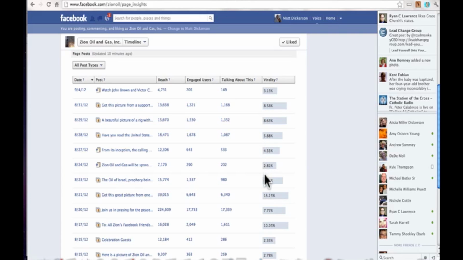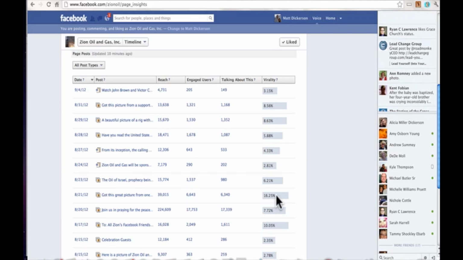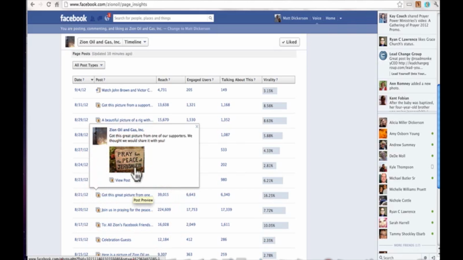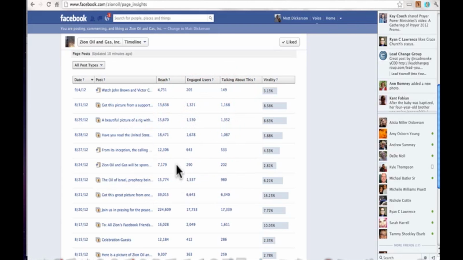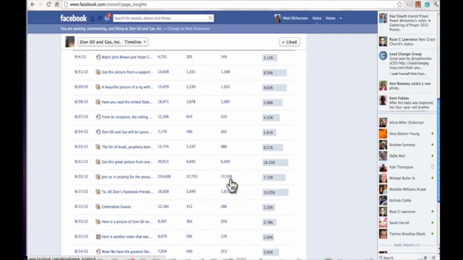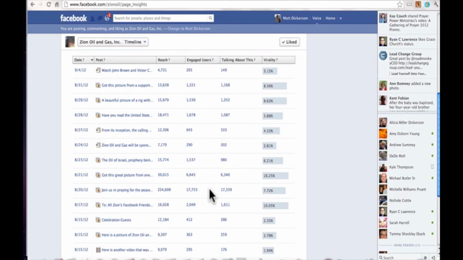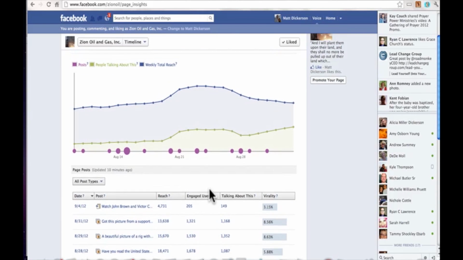what posts are doing good, going viral. For instance, look at that, 16%. Well, what was that? Got this great picture from one of our supporters. We thought we would share it with you. Needless to say, you're going to start seeing something. Most of the ones that really get good engagement are pictures. Now, that's another video that we'll talk about.